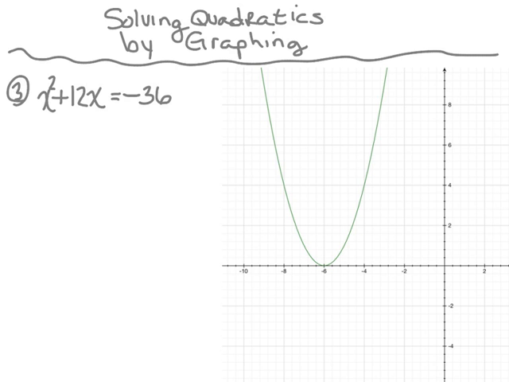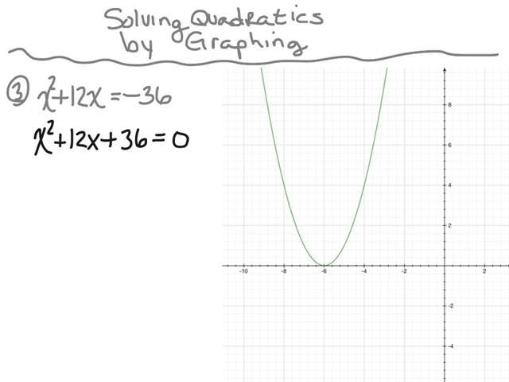Okay, example number 3, we have x squared plus 12x is equal to a negative 36. As you can see, this equation is not equal to 0, so the first thing I'm going to do is make this equation equal to 0. And I can do that simply by moving my 36 to the other side, and we can move that 36 to the other side by adding it. So now what we have is the equation x squared plus 12x plus 36 equals 0. So I do want to make sure I get this equation equal to 0 first before I graph.